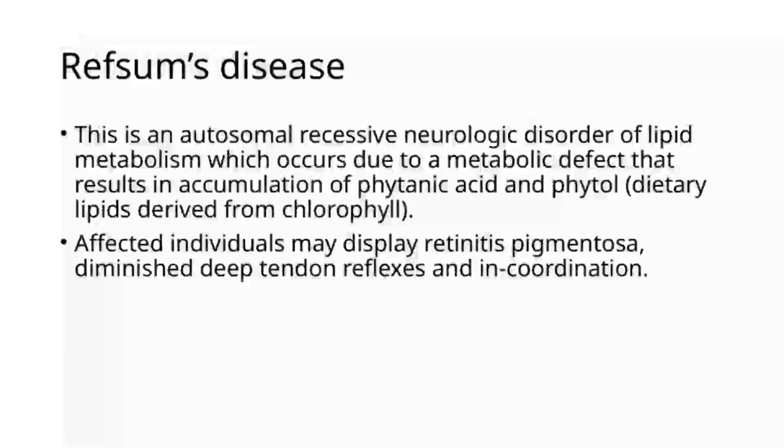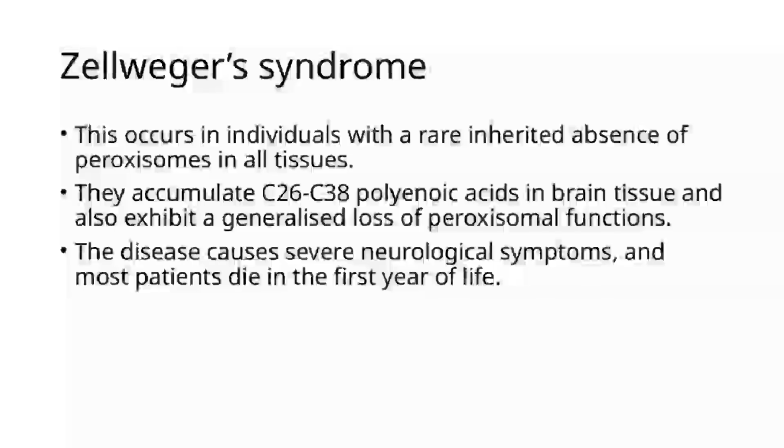Today, I want to talk about a very rare inherited condition called Zellweger's syndrome. It occurs in individuals who completely lack peroxisomes in all their tissues, which is quite unusual. Because of this absence, these individuals can't carry out the normal functions of peroxisomes, leading to a buildup of certain fatty acids, specifically C26 to C38 polyenoic acids, in the brain tissue. This accumulation has a significant impact on brain development and function.